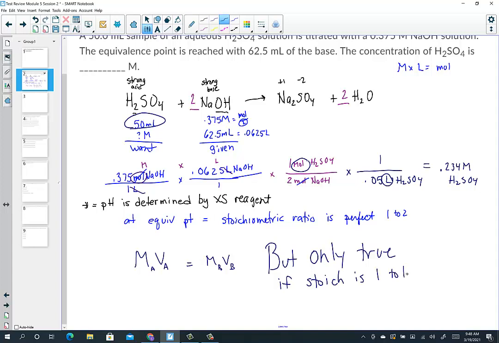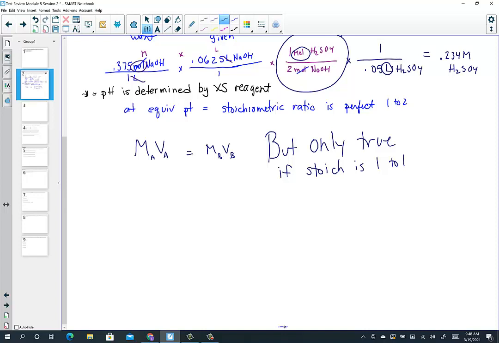In this case, clearly it was not a 1-to-1 ratio. So we had to consider the stoichiometry as we prepared the answer. MV equal MV is not the formula to use for an acid-base titration of strong versus strong unless it is a 1-to-1 ratio. So thinking about MV equal MV, an example might be HCl and sodium hydroxide.